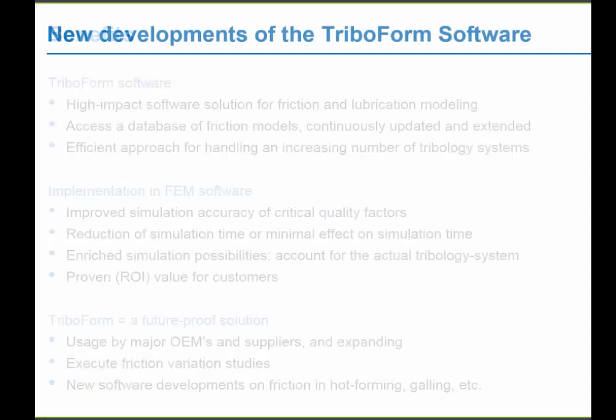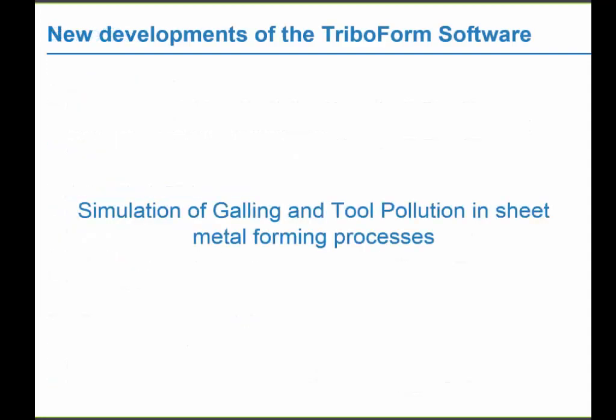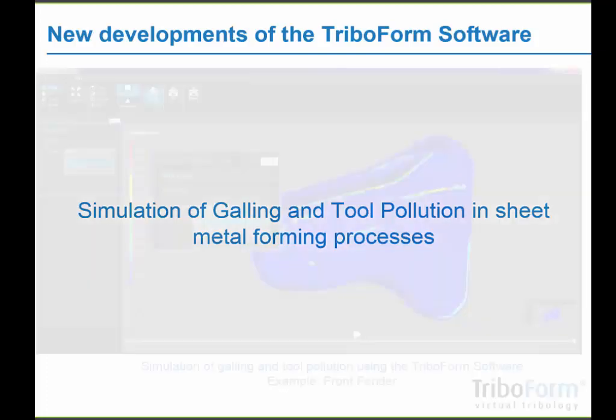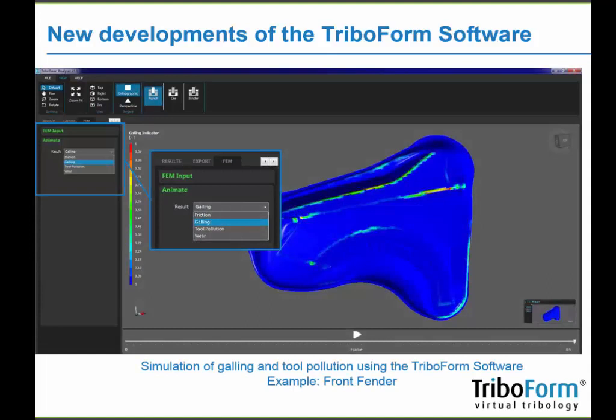And regarding galling, I have one additional slide. So that is on the simulation of galling and tool pollution in sheet metal forming processes. So galling is indicated by most of our customers as the number one problem in production, so that the zinc material of your sheet or the aluminum adheres or sticks to your tooling, resulting in scratches of your product. So we are currently developing a model that accounts for, let's say, the material pickup from your sheet to the tooling.